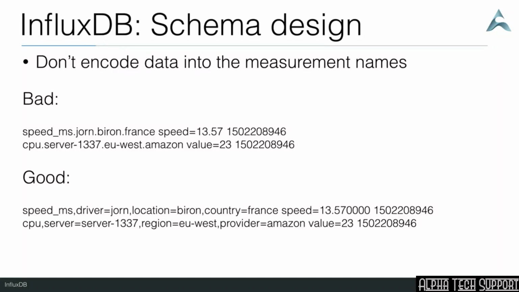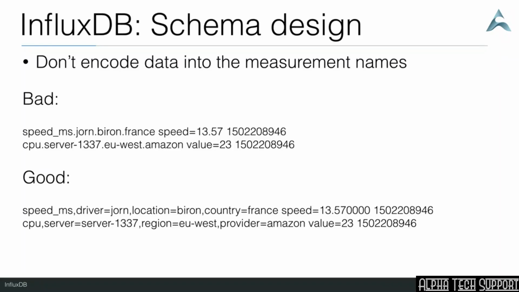So here we see some examples of graphite-like data, also known as DevOps data. Speed.milliseconds.yorn.biron.france speed equals 13.75, and then the timestamp. Another example is another graphite-like example of CPU data.